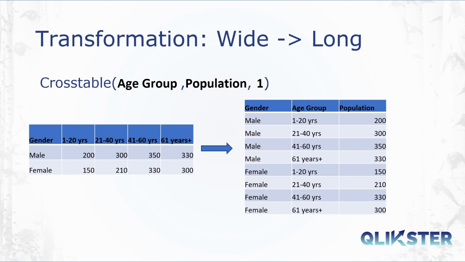So in our case, by defining the first parameter age group, we define that the header row from the wide table is represented by the header age group. The second parameter defines how the table content is named within the long table format, so population in our case.